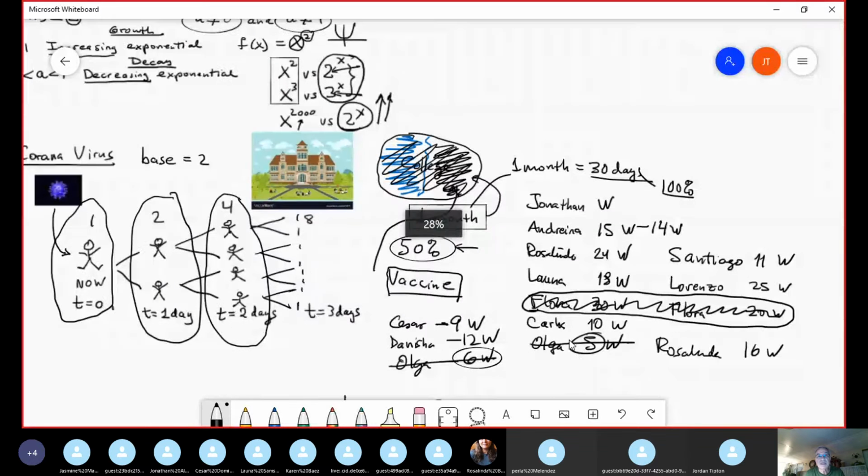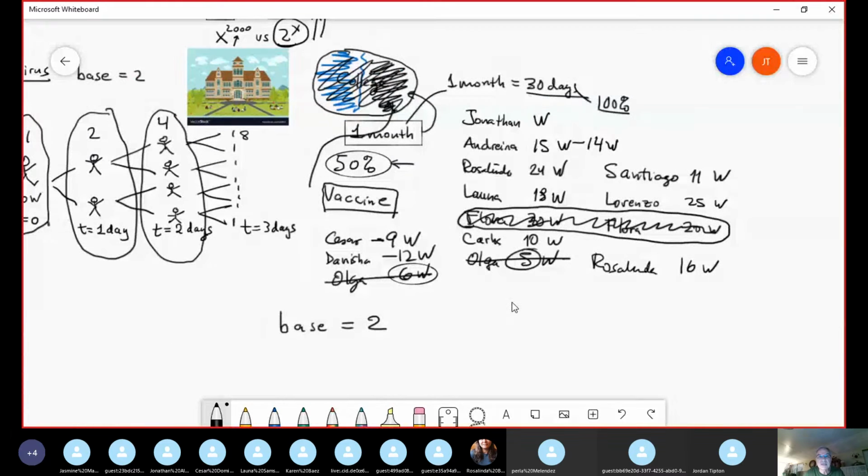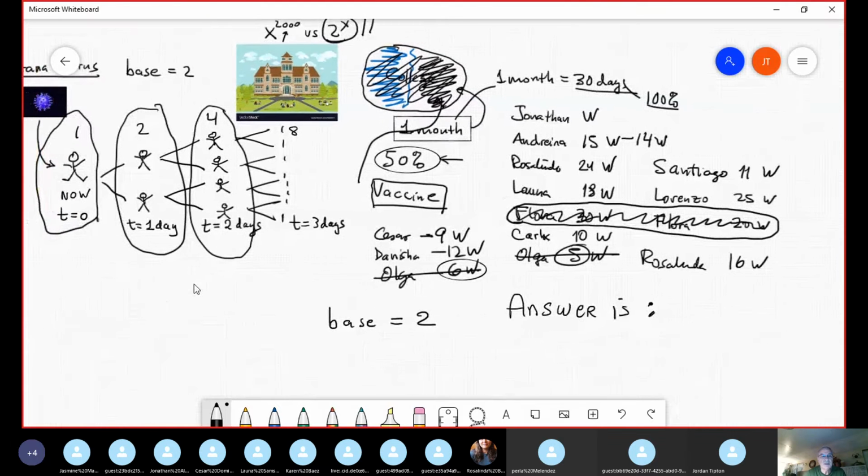I explain now, using common sense first and mathematics after. You understand that every day the number of infected students is duplicated. 1, 2, 4, 8. At t equals 4 days would be 16, then 32, 64, 128. Multiply by 2.